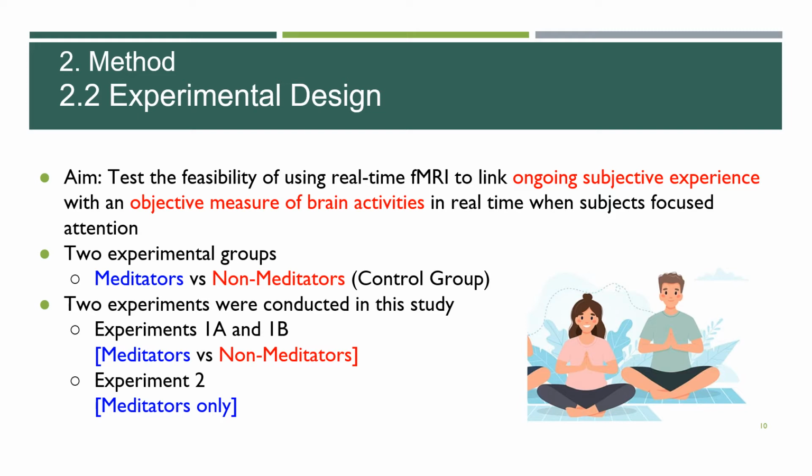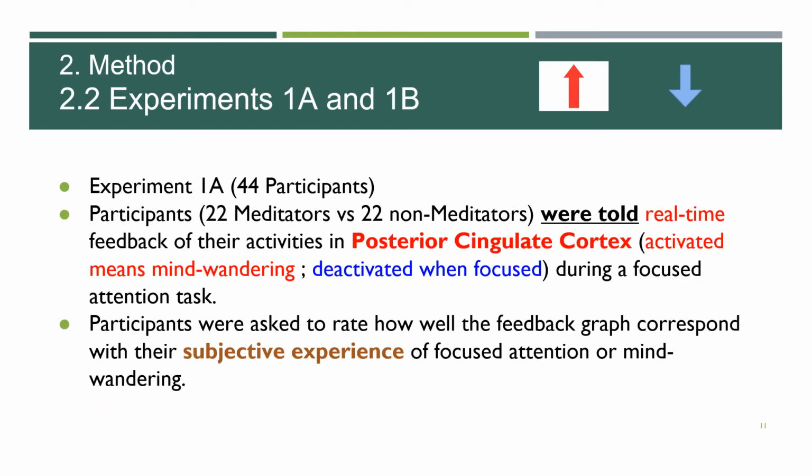There are two experimental groups, experienced meditators and a control group of non-meditators. Experiments 1A, 1B, and Experiment 2 are conducted in this study. This experiment contrasts the performance of meditators and non-meditators in staying focused. In Experiment 1A, 22 experienced meditators and 22 non-meditators were shown real-time brain activities in PCC or control region PPC during a focused attention task.